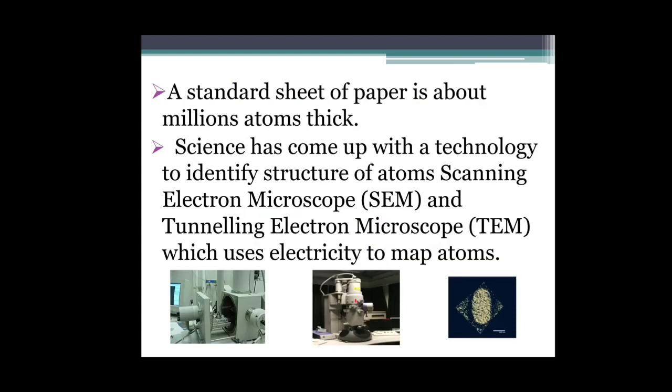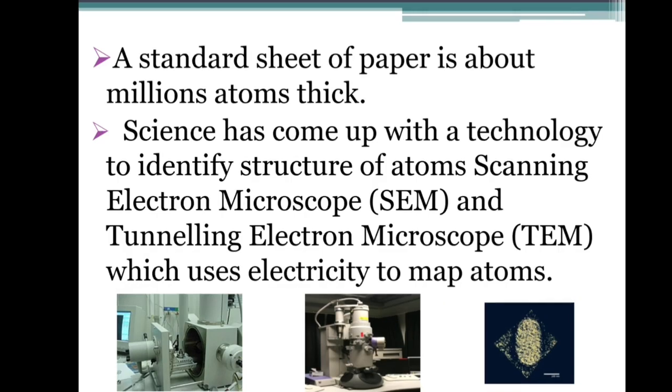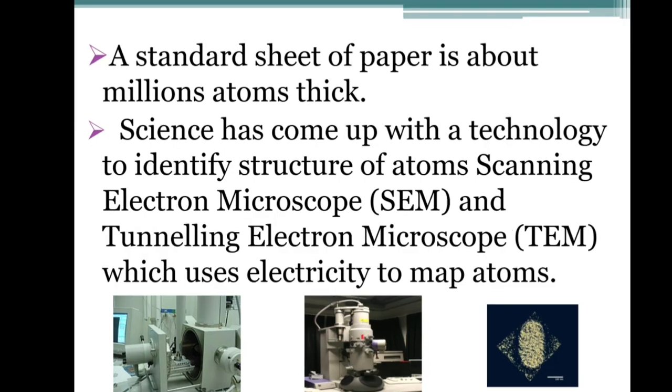A standard sheet of paper is about millions of atoms thick. Science has come up with technology to identify the structure of atoms: the scanning electron microscope, SEM, and the tunneling electron microscope, TEM, which use electricity to map atoms. We are taking a sheet of paper. This is about millions of atoms thick. So SEM and TEM are different types of microscope which use electricity to map the atoms, to show the images of the atoms.